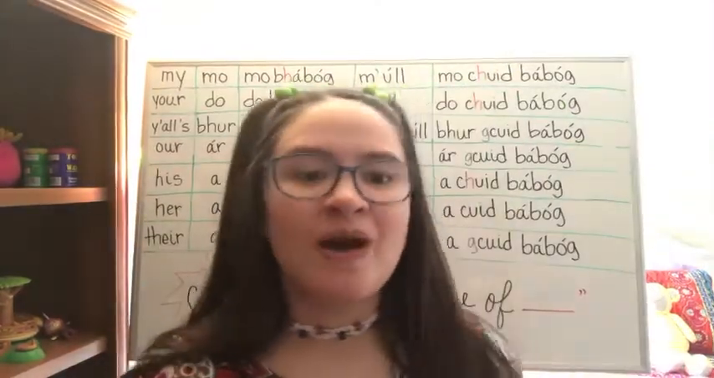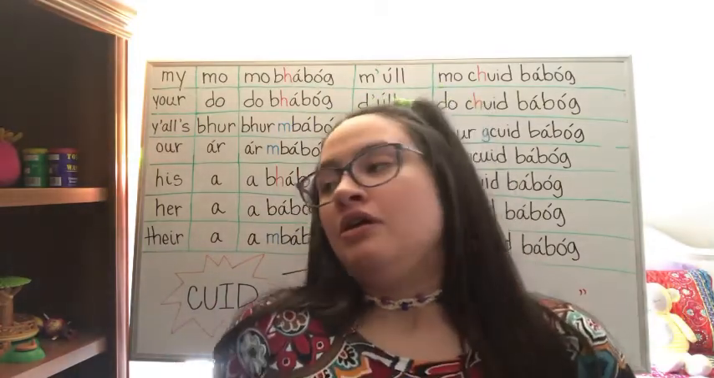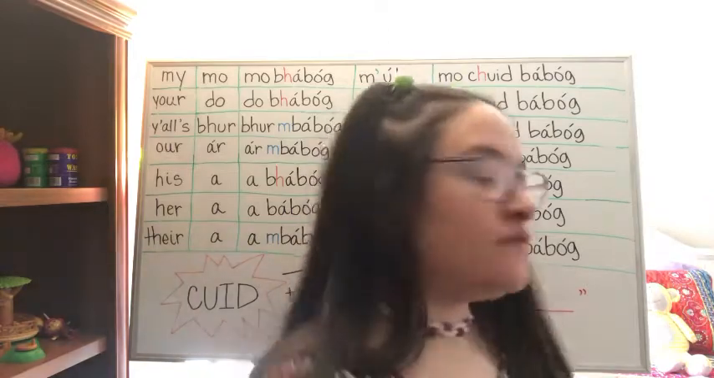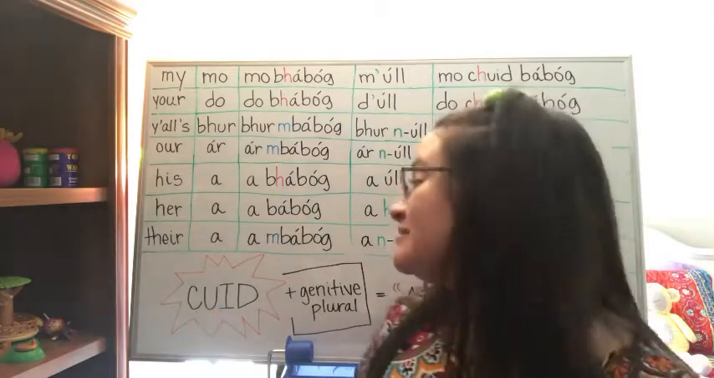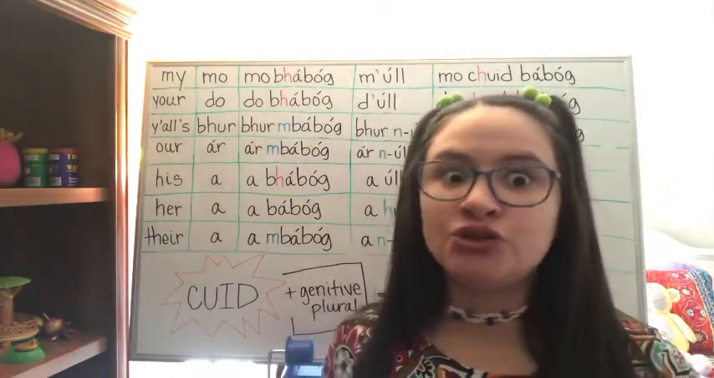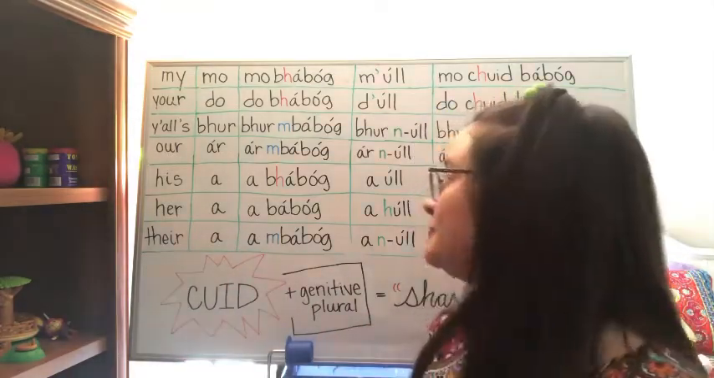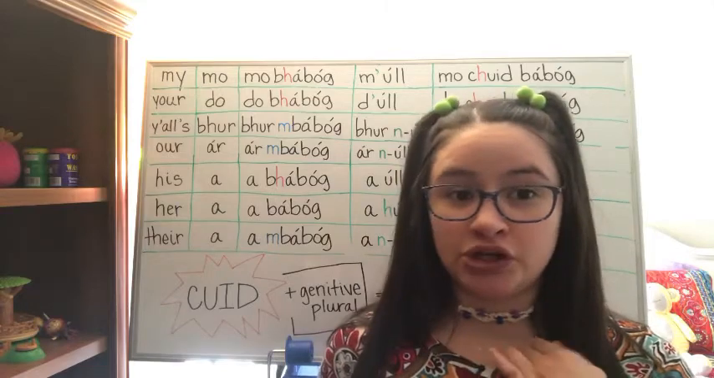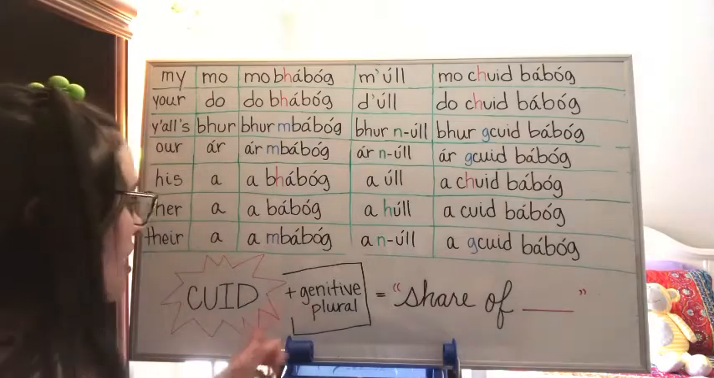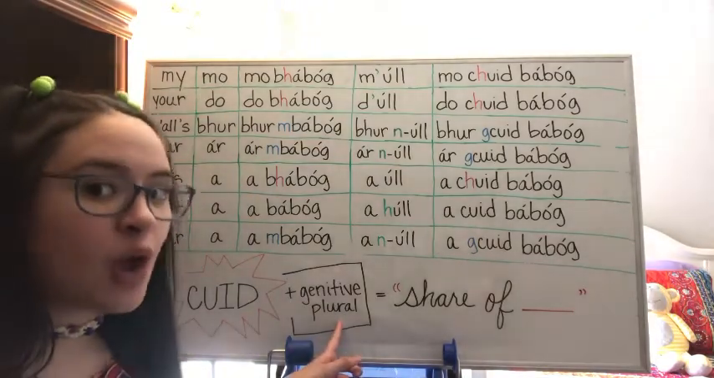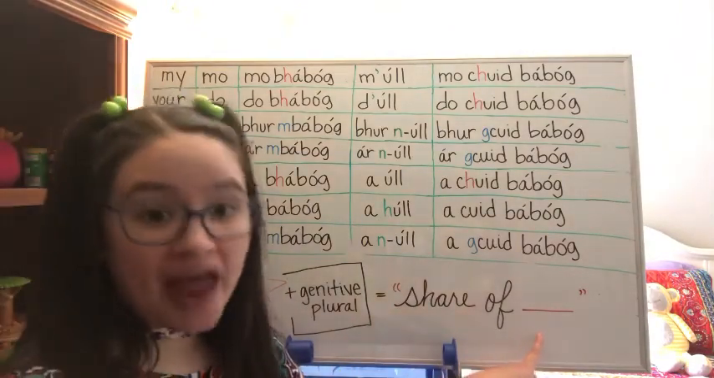Now I want us to talk about how you state that you're possessing a noun in the plural. Well, there's a little word that we need to learn first, and that is cuid. What does it mean? It means share. Not to share, like the verb, but like my share or my portion, or someone's portion or share. When we're talking about plurals, we're literally using this formula. Cuid, share or portion, plus something called the genitive plural of a noun will equal share of that noun.